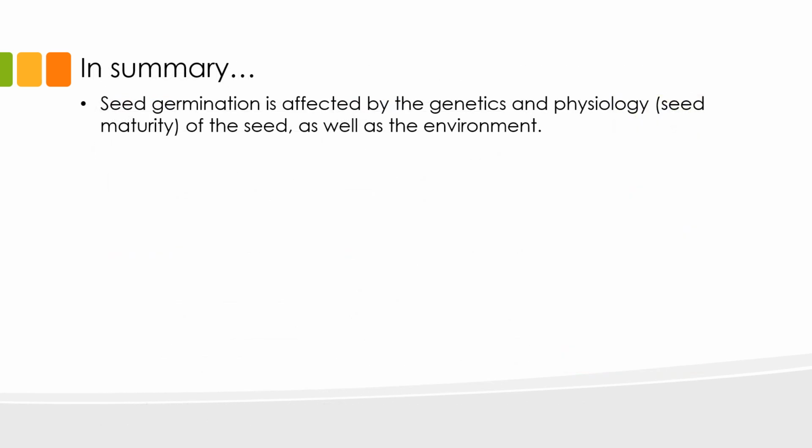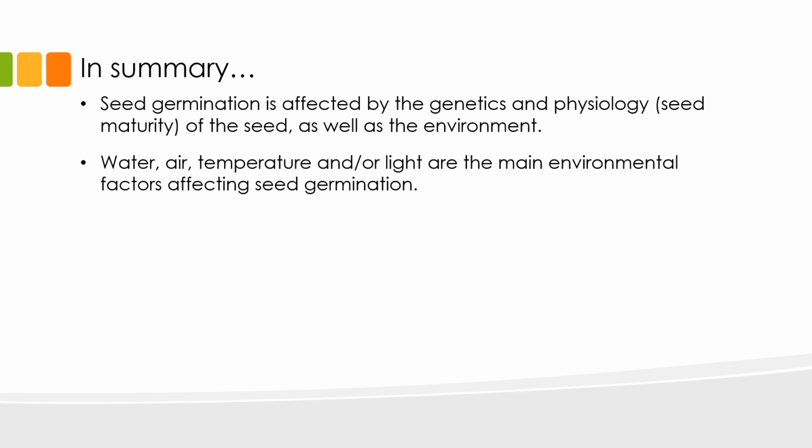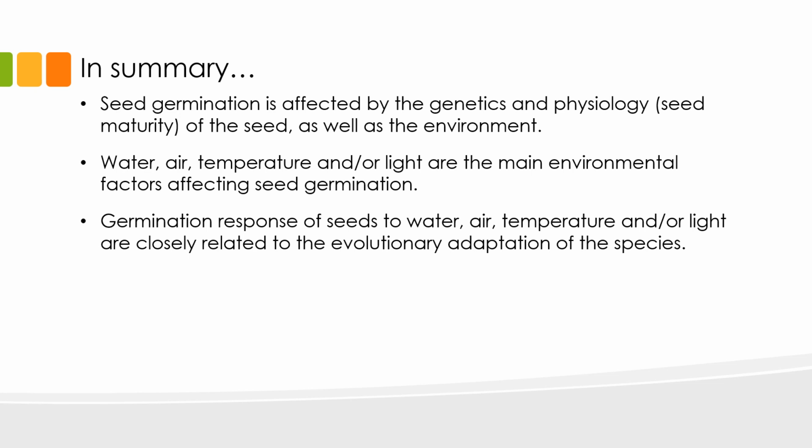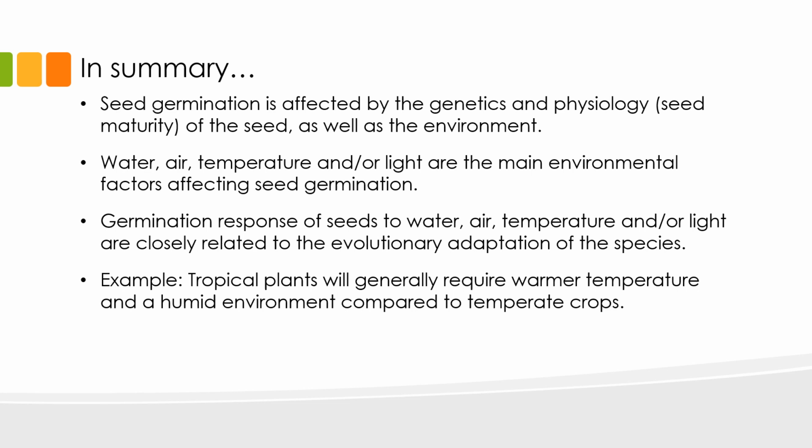In summary, seed germination is affected by the genetics and physiology of the seed as well as the environment. These environment factors include water, air, temperature, and light. The germination responses of seeds to the environment are closely related to the evolutionary adaptation of the species. So if you have a tropical plant that is adapted to relatively warmer temperatures, you can expect that the seeds of this plant will also require warmer temperature and maybe even higher humidity to germinate compared to seeds of temperate crops.